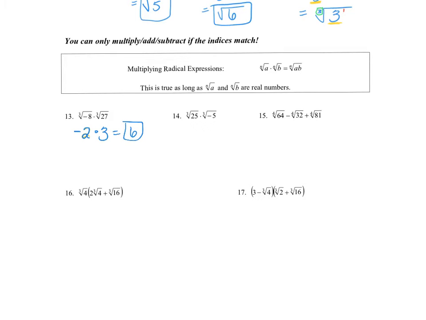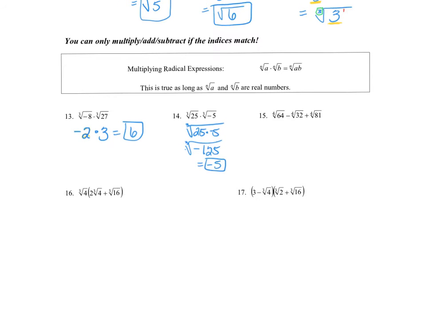Now the cubic root of 25 times the cubic root of -5. Since they both have the same index, I can multiply these numbers together. Cubic root of 25 times -5 gives me the cubic root of -125. Now I can simplify that to just -5. Remember, I'm allowed to have that negative under the radical because it's an odd index.